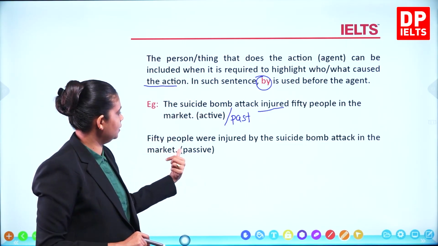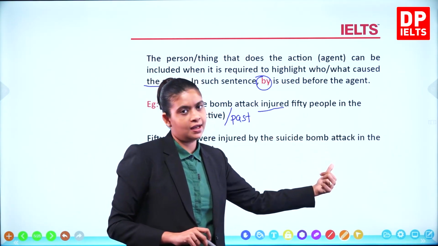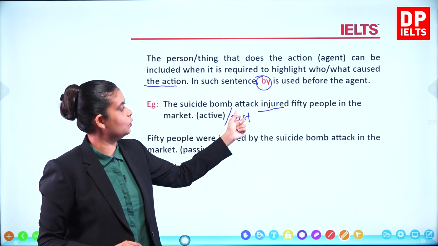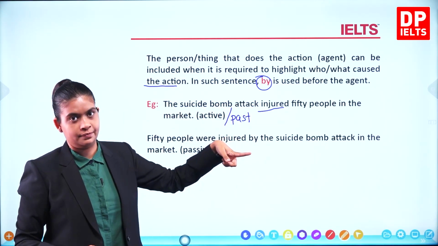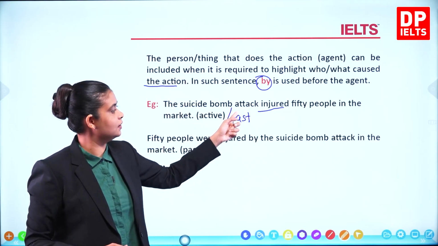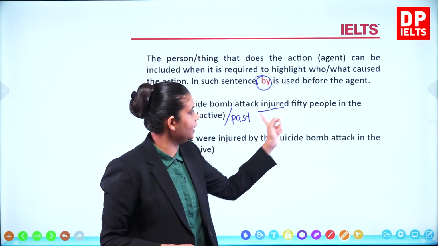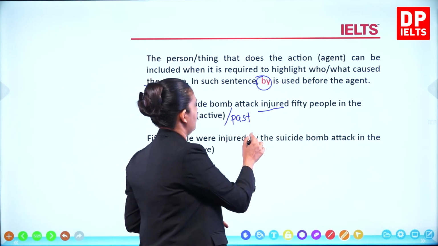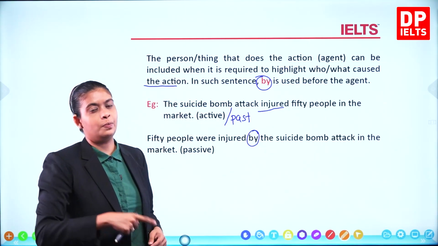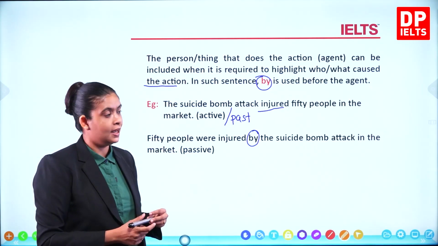50 people were injured by the suicide bomb attack, right? So, the suicide bomb attack only injured 50 people, right? What injured them? The suicide bomb attack. So, that is the subject. So, before the agent, you can see by comes into place. Or before the subject, by comes into place.